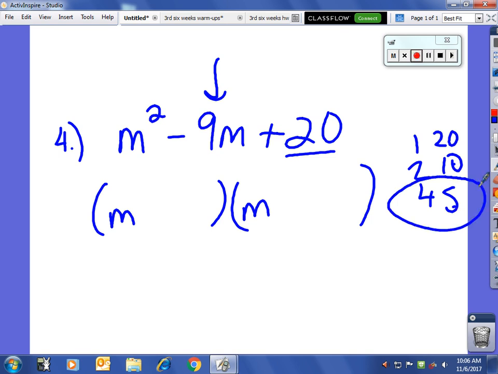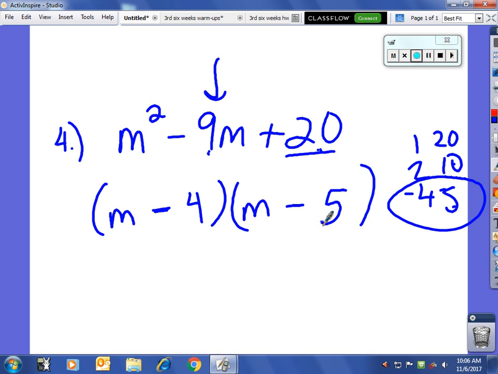Has to be 4 and 5. And really not a 9. I meant to say a negative 9 in the middle. So what does that tell me about my signs? Not one of them. Both of them. That's the only way to get a positive number back here and a negative number in the middle. I knew my signs had to be negative before I even started guessing and checking. That's the only possibility here. And sure enough, it has to be negative 4 and negative 5.